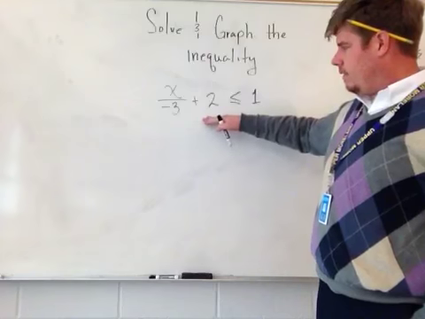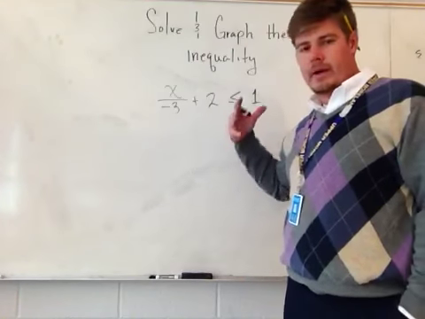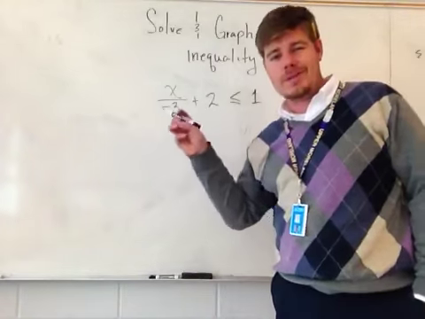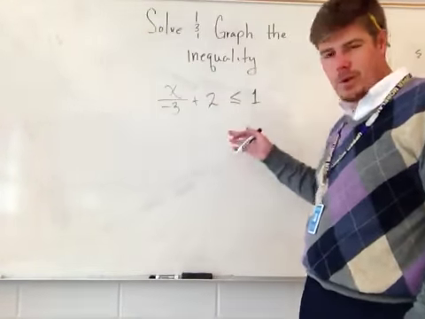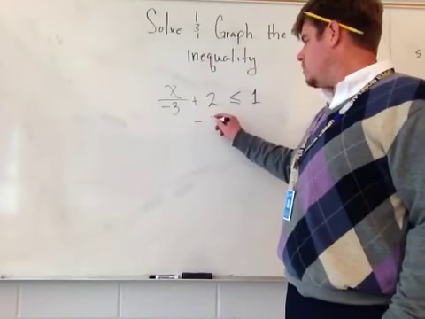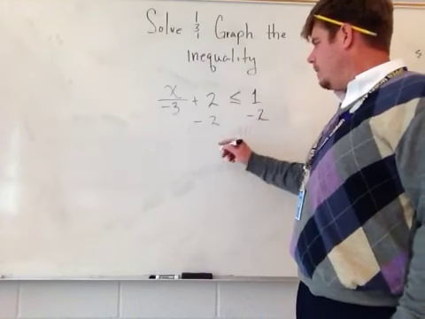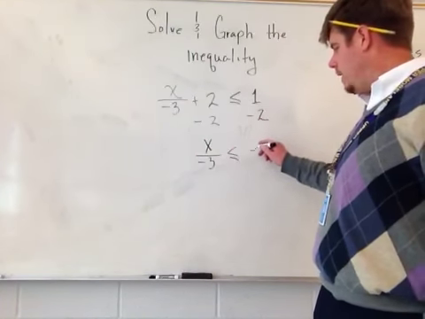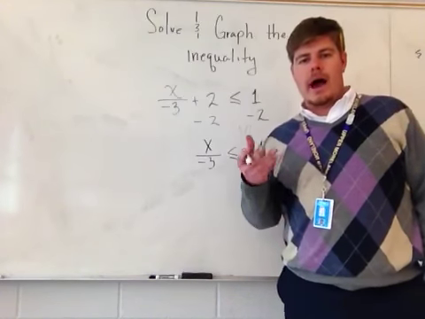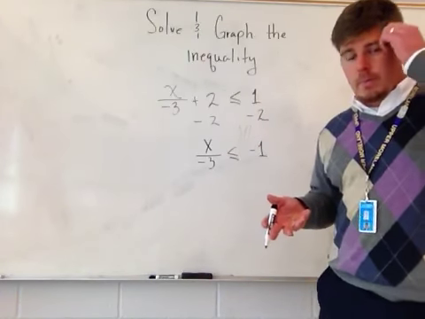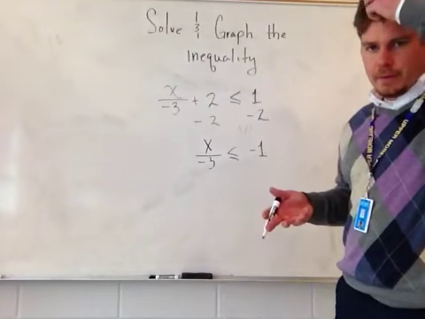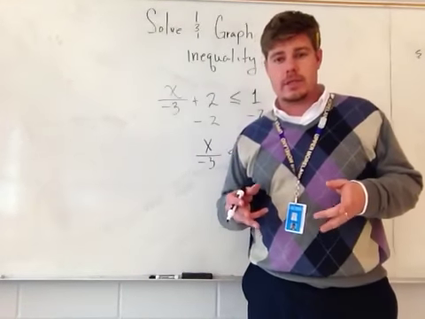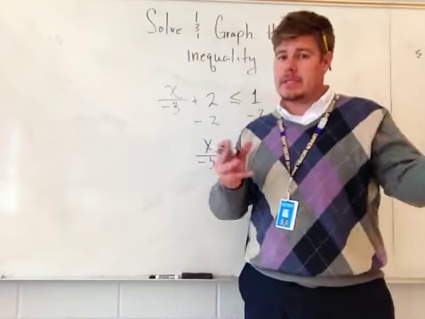Now I take a look at this, and let's solve it like we normally would as if it were an equation, like if I'm going to find the actual number that makes it equal to 1. So first things first, we subtract 2. I'm left with the expression x divided by negative 3 is less than or equal to negative 1. Now, at this point, I'm going to multiply by negative 3. Remember, that negative 3 changes your signs to the opposite.